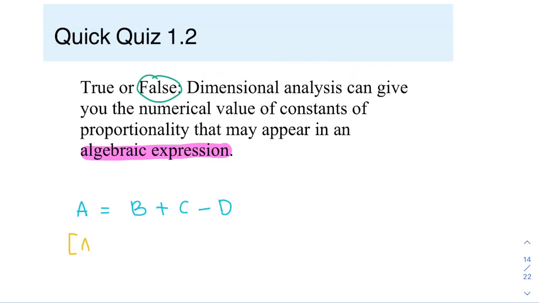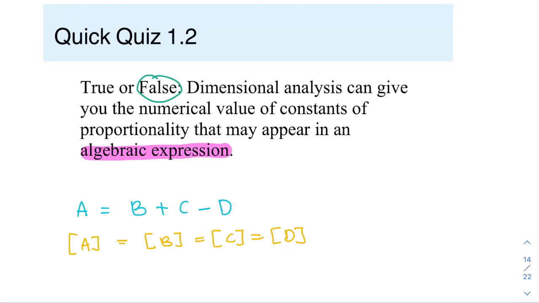The unit of A must be the same as the unit of B, must be the same as the unit of C, must be the same as the unit of D. Then we can have an addition or subtraction process. If they are not the same, then we cannot have this kind of statement. No, not allowed if they are not the same unit, right? This is what we call an algebraic expression.